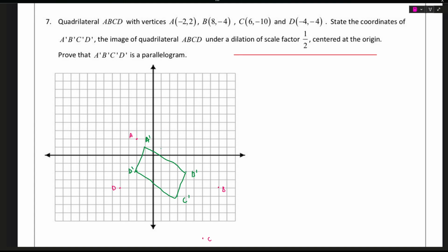Now, if it's not centered at the origin, wherever the center of dilation is, let's say I could do the same question. Let's say I put the center somewhere like here. Then you can do the same steps, right? You just figure out, from the center of dilation, how far away is each point? So for A, it's 4 to the left, 2 down. Then you would half that, which is 2 to the left, 1 down. Right? And then same thing for all the other points. You just map out the distances and just do half that.